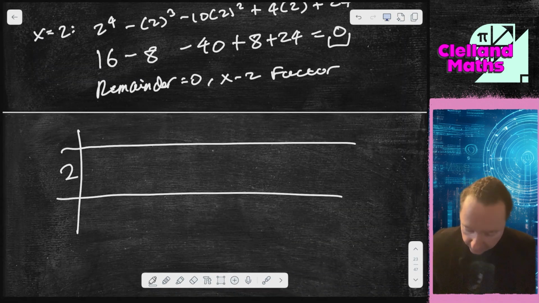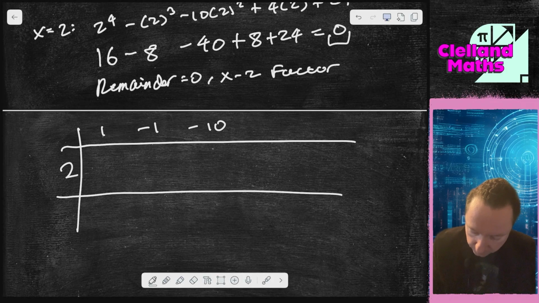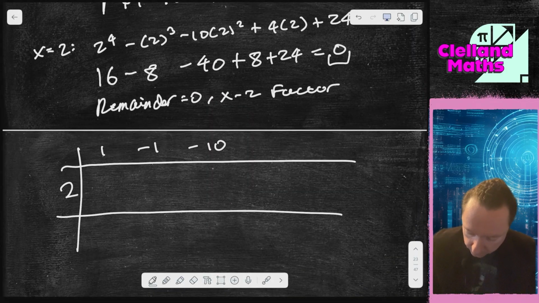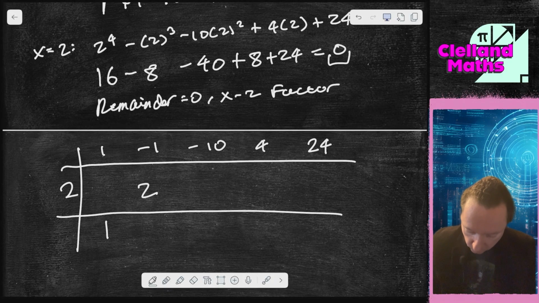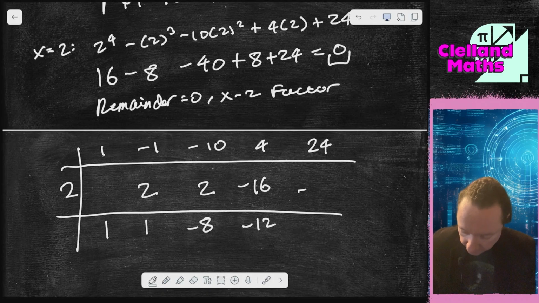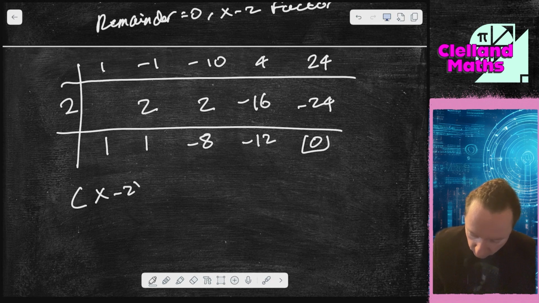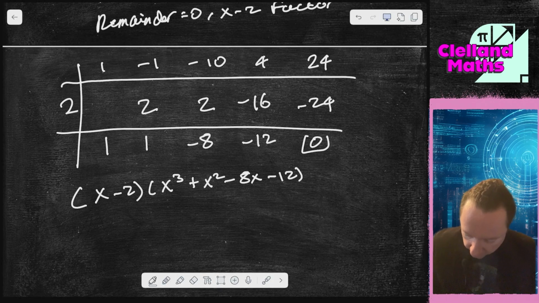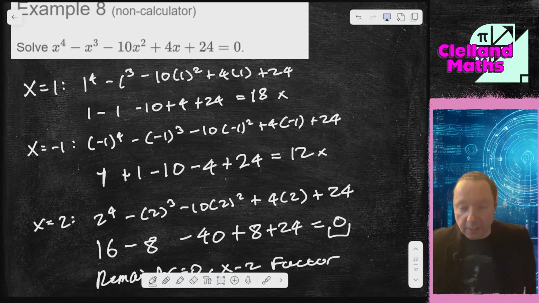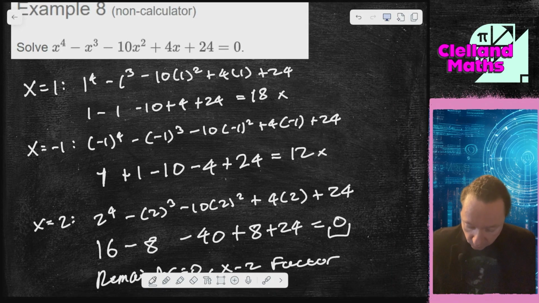1, minus 1, minus 10, 4 and 24. 1 comes down. 2 ones is 2, minus 1 is 1. 2 ones is 2, minus 10 is minus 8, minus 16, minus 12, minus 24 and 0. So we've got x minus 2, x cubed plus x squared minus 8x minus 12 equals 0. Now, there's no point trying 1, minus 1 and 2 again because we already know that 1 and minus 1 don't work and 2's already been used.